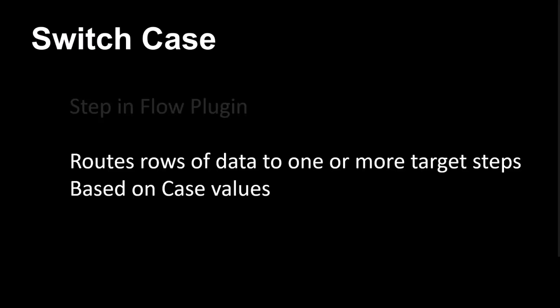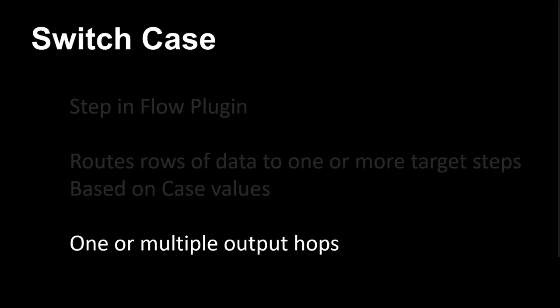Let us describe the switch case step. Switch case is a step in the flow plugin in Process Studio. The switch case step routes rows of data to one or more target steps based on the value encountered in a certain field. In other words, it switches rows to certain target steps based on the case value in the field. It is like the switch case statement found in popular programming languages. The switch case step can have one or multiple output hops, depending on the number of cases defined.